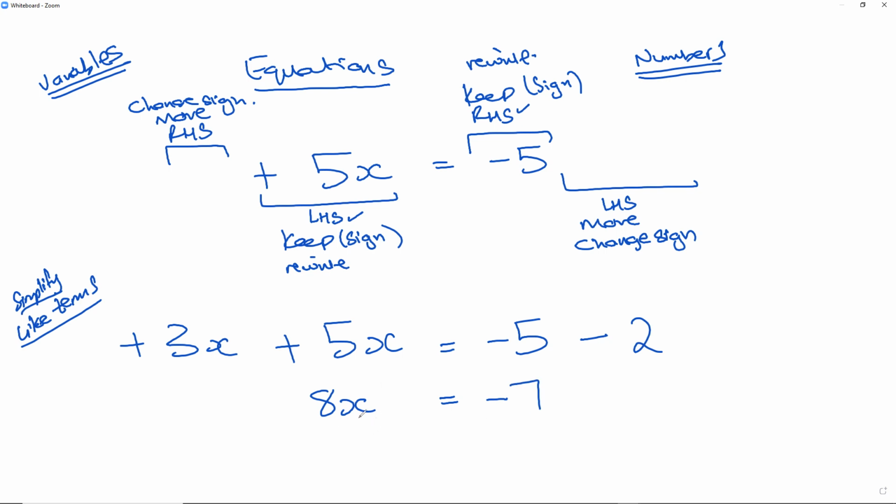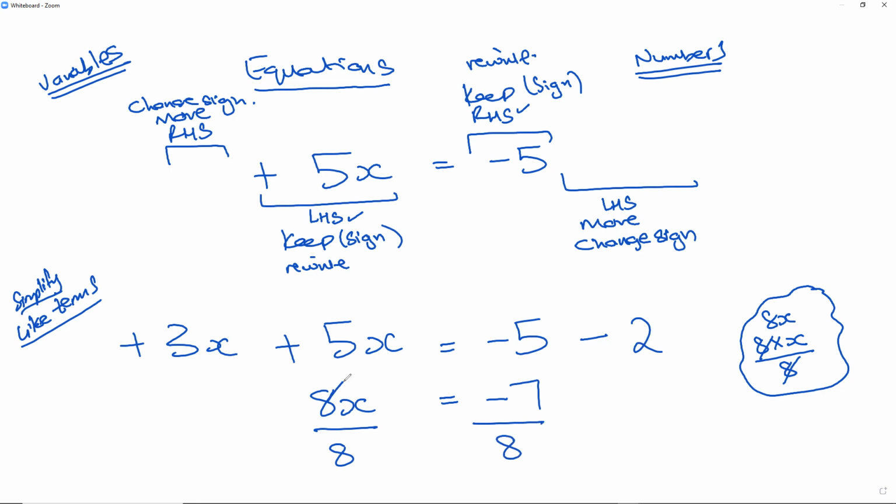And now I need to remember that 8x is the same as 8 times x. So to get rid of it, you've got to do the opposite. You've got to divide in order to cancel. So I divide the left-hand side and the right-hand side by 8. And that gives me x equals negative 7 over 8. So negative 7 over 8 is the final answer for that.